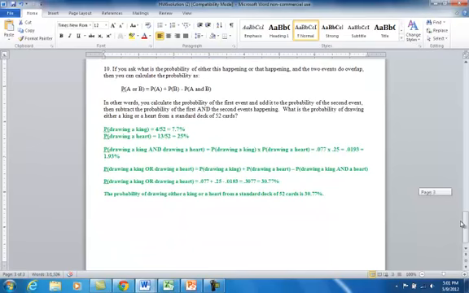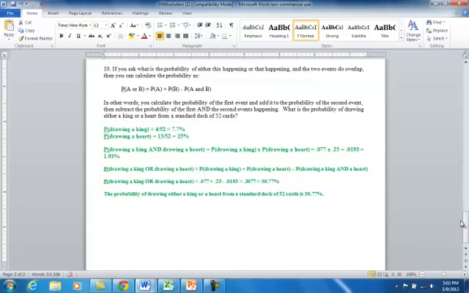Okay, number 10. If you ask what the probability of this or that happening and the two events do overlap, then you calculate the probability as shown here. Probability of A or B happening when they overlap. So they're not independent. This is a different situation from our ORs, okay? Then equals the probability of A plus the probability of B minus the probability of A and B.